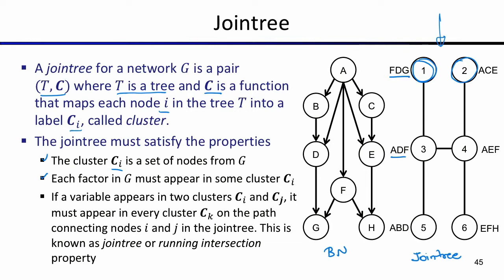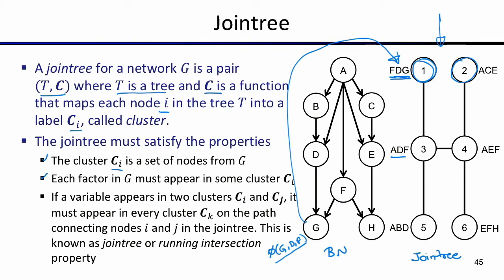So we need to build those clusters in a way that we will be able to map the factors into the clusters. For instance, when we look at the node G here, this node G has a factor that mentions G and D and F, because this is going to be the probability of G given its parents, D and F. So we need to find some node that has at least these three variables, G, D, and F. We can find it here, it is actually node 1. So we can associate this factor into this node here.